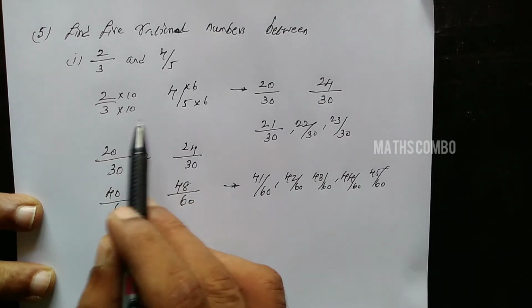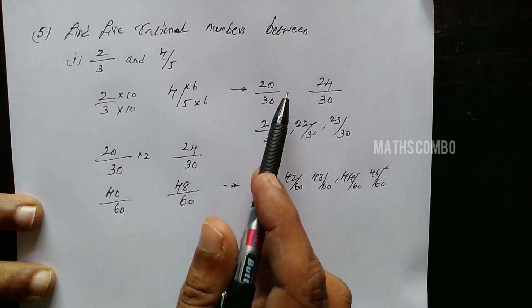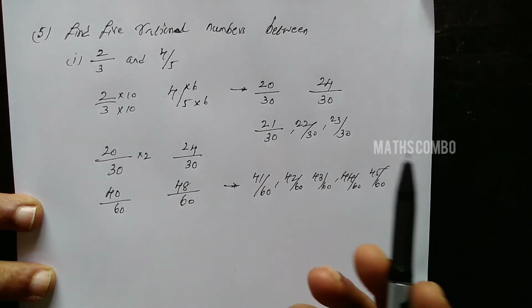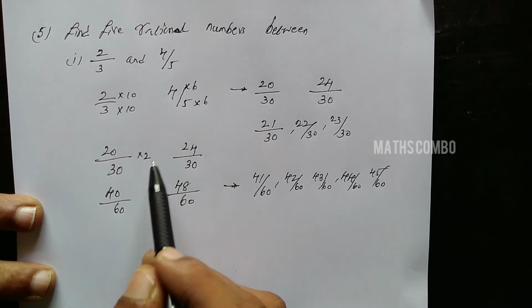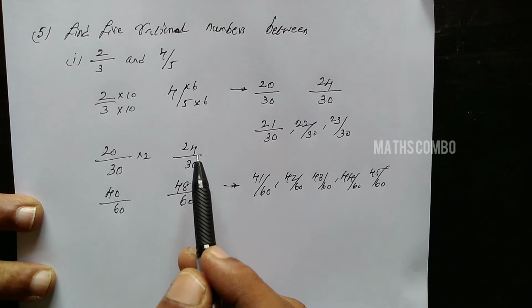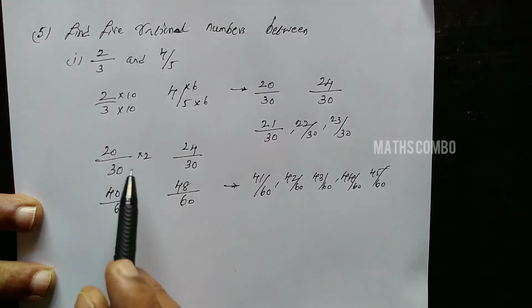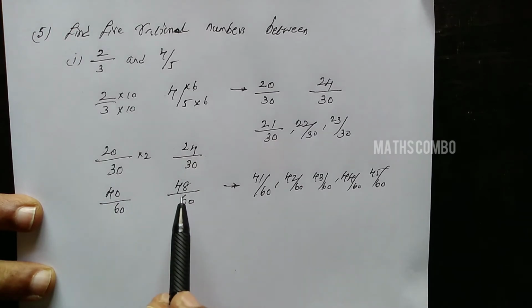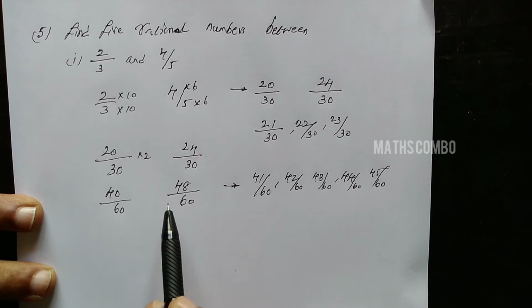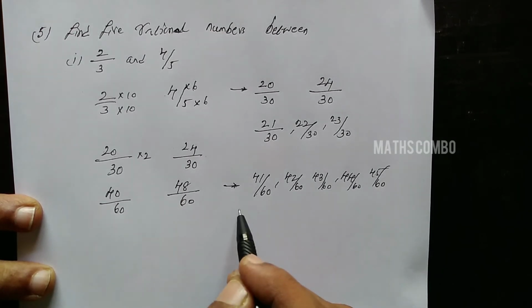We have to equalize the denominator. So we got only three numbers, so we have to multiply by 2. So 20 by 30 becomes 40 by 60, and 24 by 30 becomes 48 by 60. So we got the numbers in between these rational numbers. This is very simple. Okay.